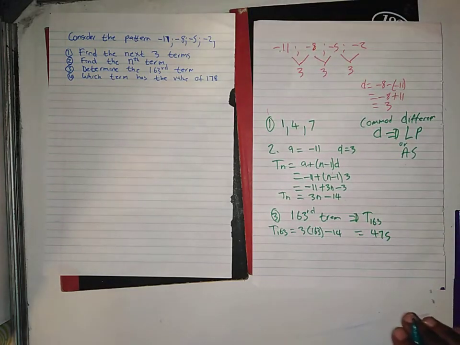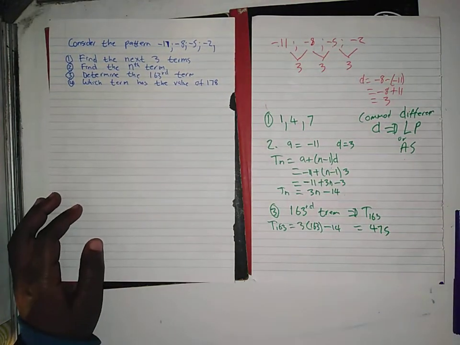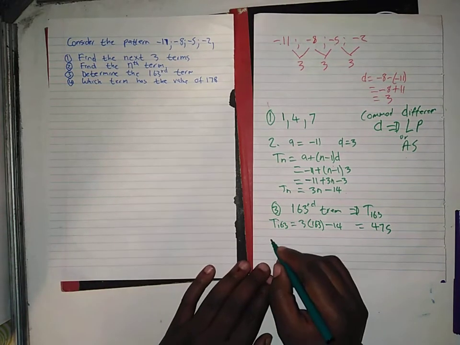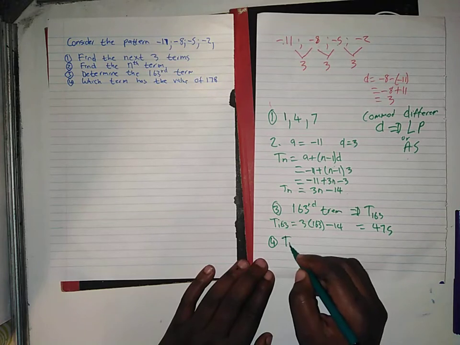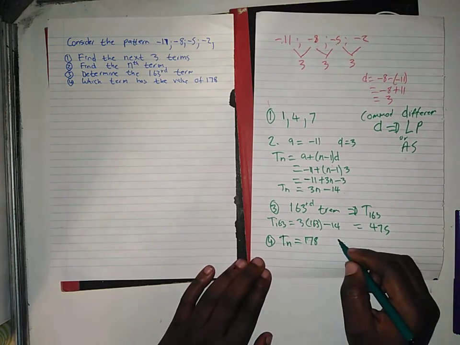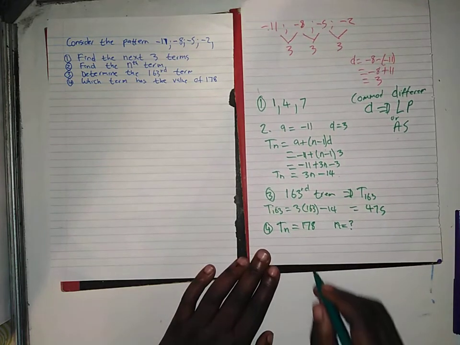Right. Now, let's continue. The next one is, which term has a value of 178? In number 4, it means that we've got a value, so Tn is equal to 178. But now, we do not know what is the n that goes with it. So how do we find that out?